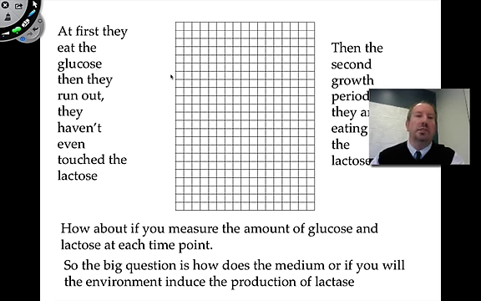So at first, I mentioned this, I'll go green. At first they eat glucose like this, and then they run out, and then they stop growing, and then in the second growth period, they're eating only the lactose. And it's like, well, they're not eating glucose because they finished it. So how about if you measured the amount of glucose and lactose at each time point? The amount of glucose would be disappearing, lactose would stay the same, and up here lactose would disappear eventually.